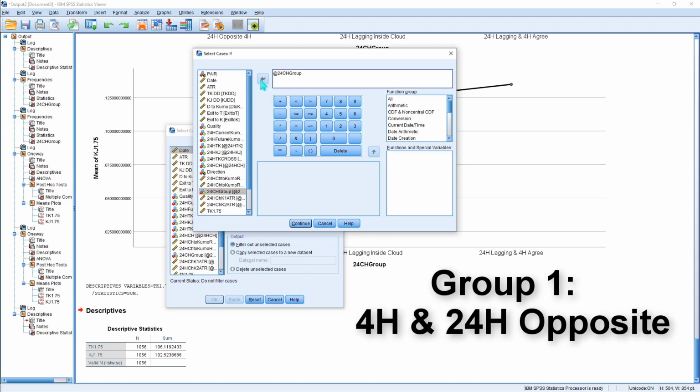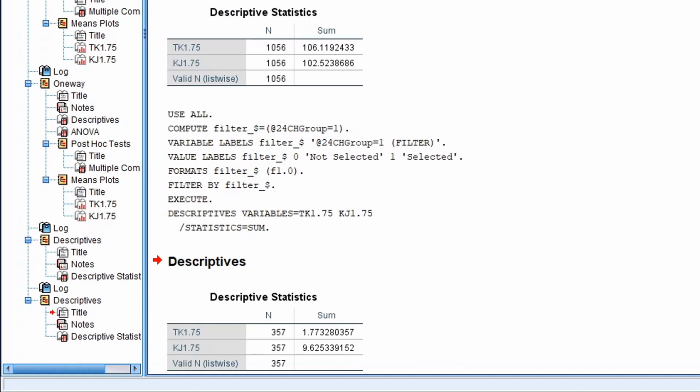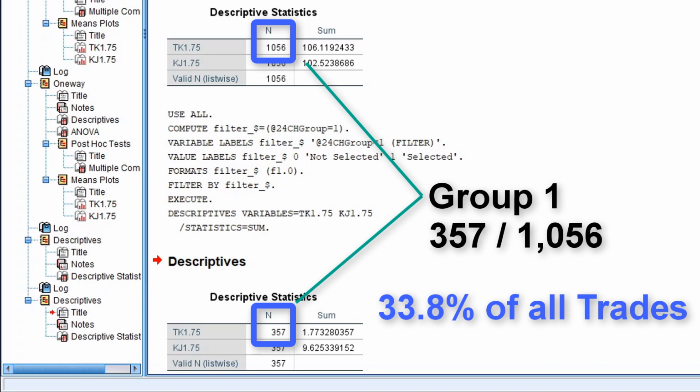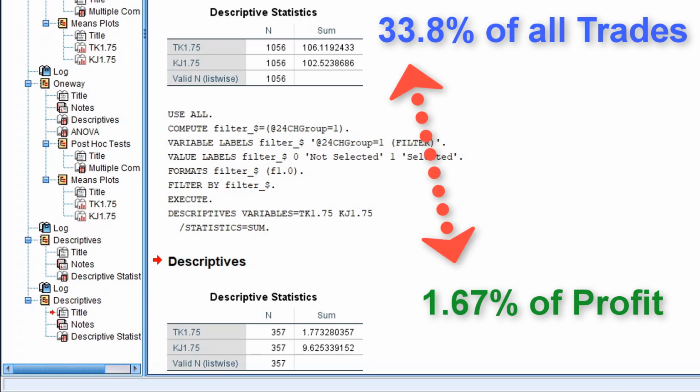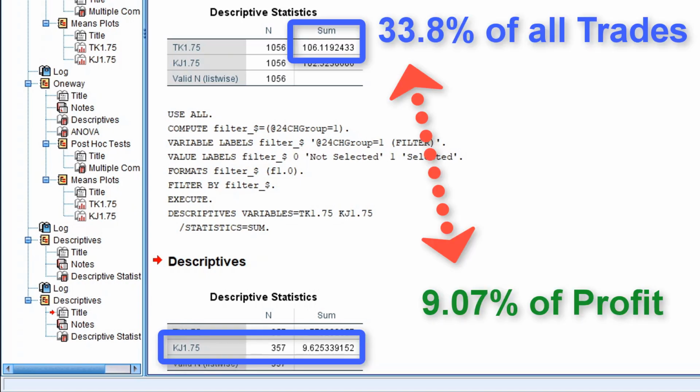Here we're only going to select the first cases, which we said are the opposite signals. Here we see something interesting. Let's look at TK, the faster moving average. When the 4-hour and 24-hour signals contradict, these make up 34% of the trades, but only contributed 1.7% of the profit. That sounds like a lot of work for very little return. The KJ slower moving average also showed an underwhelming performance. We spent a third of our time in these trades, but only gained 9%.